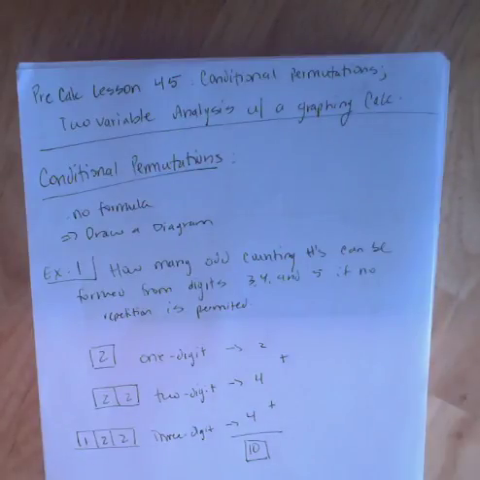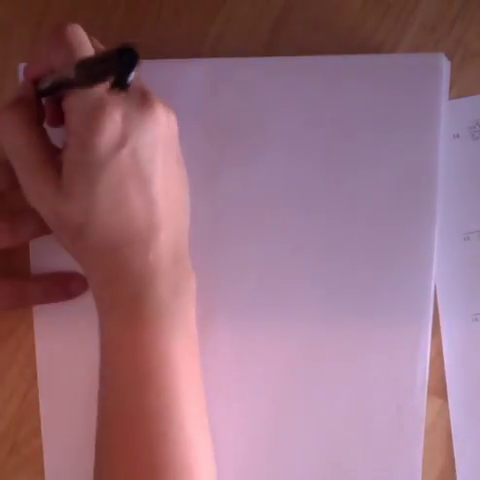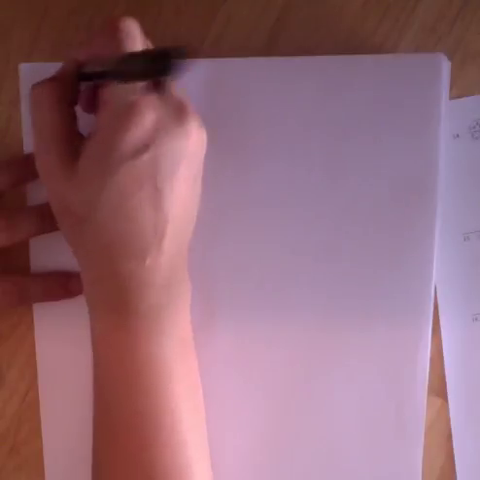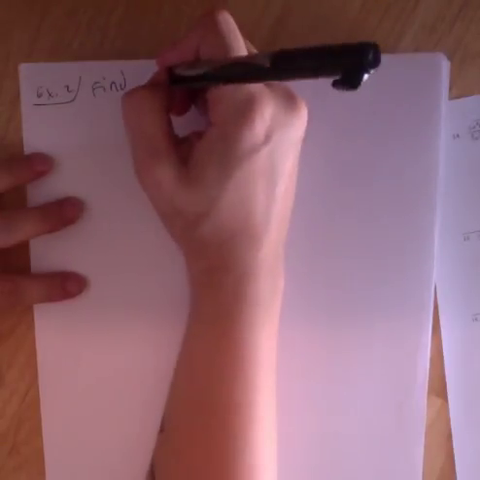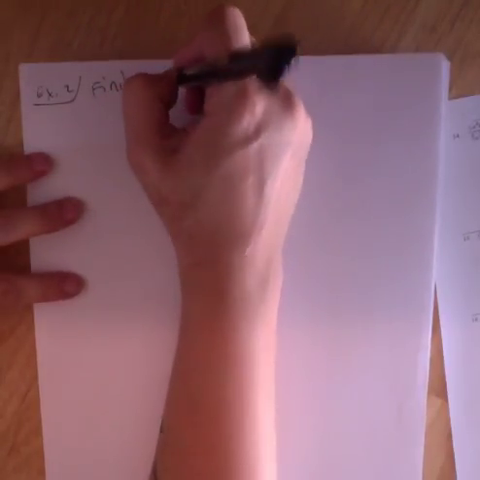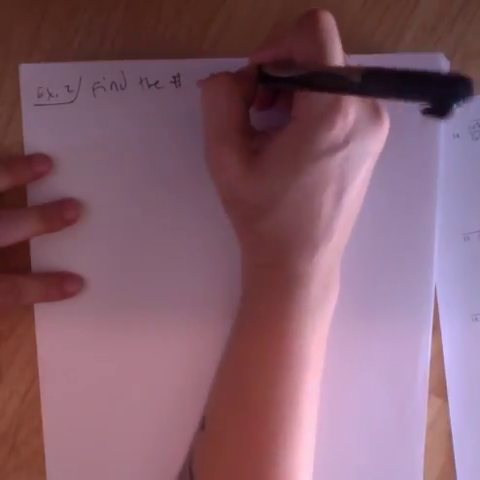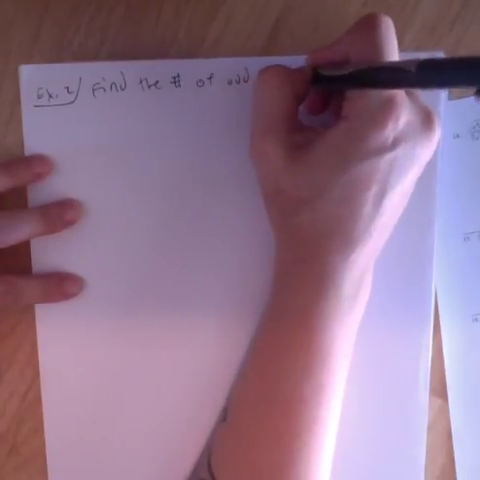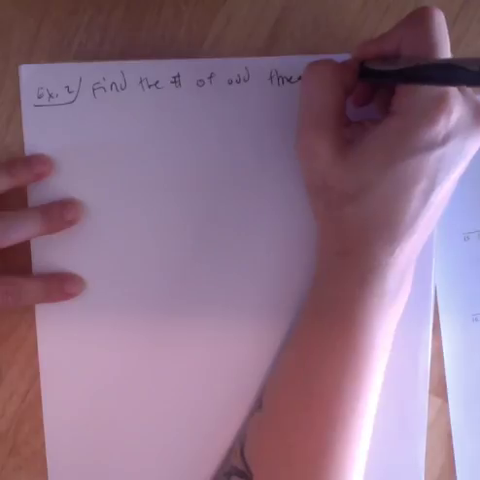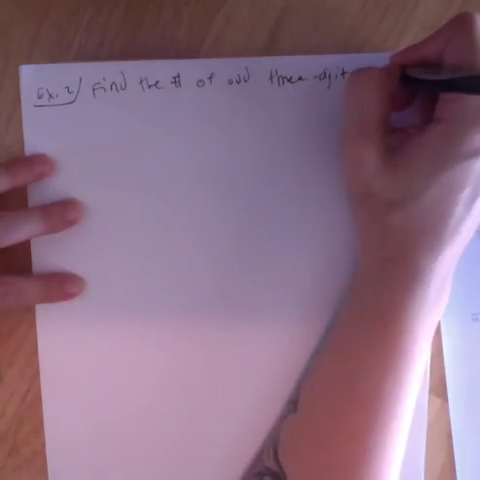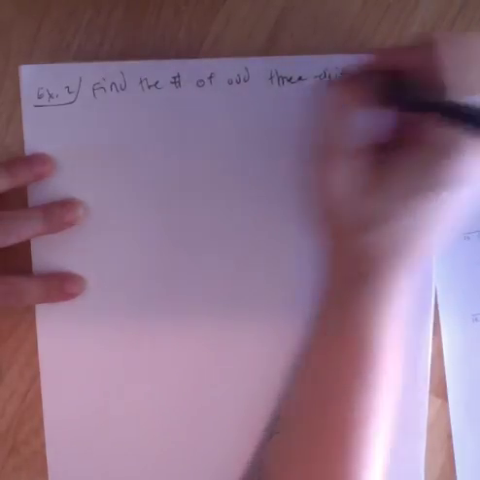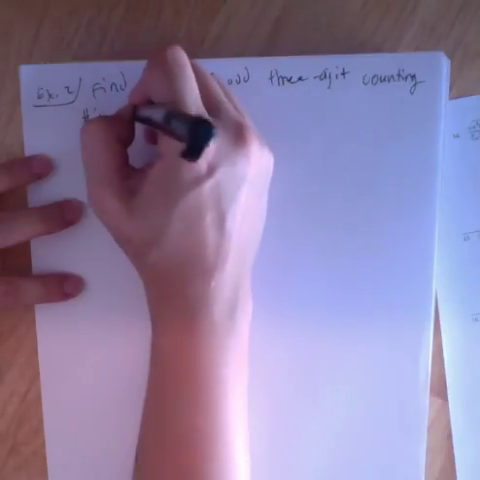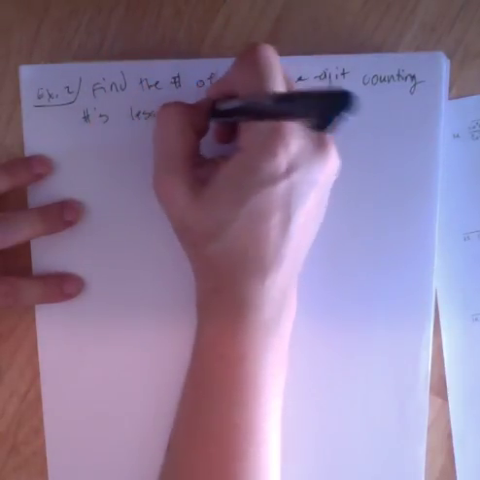Okay, it's a little different than what we've done before because we have a condition on it. It's not extremely different though. Let's do another example. Find the number of odd 3-digit counting numbers that are less than 600.